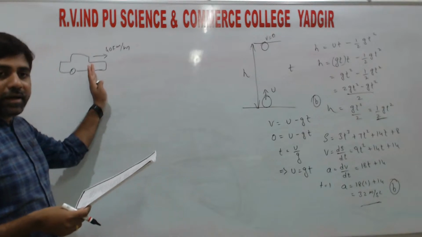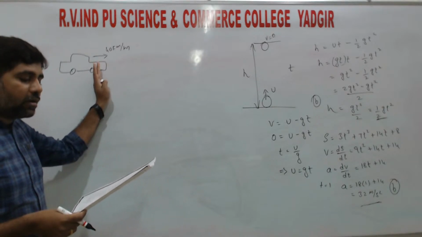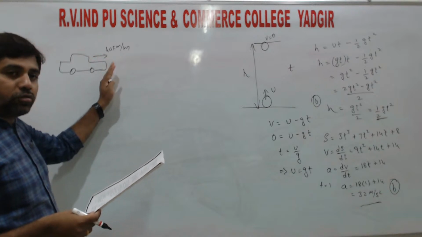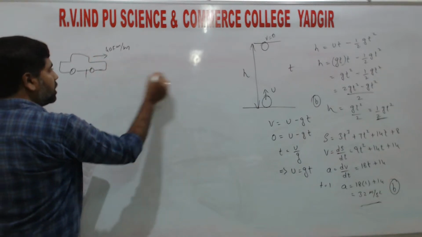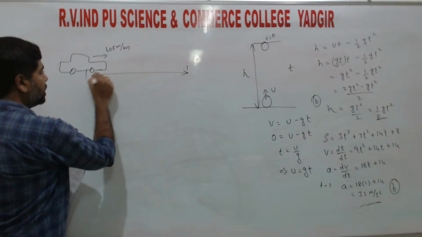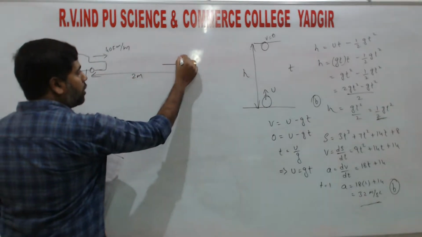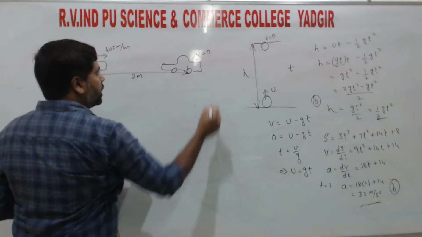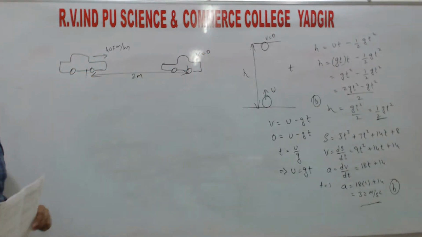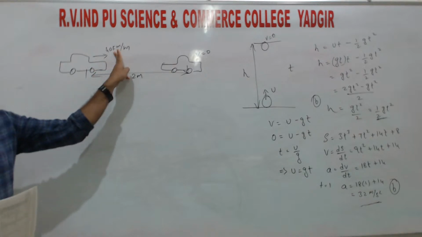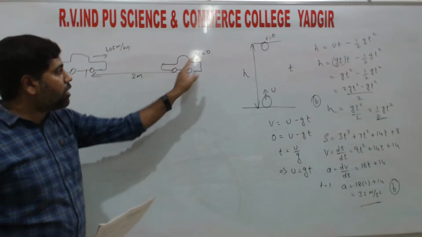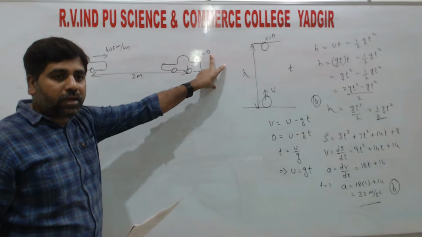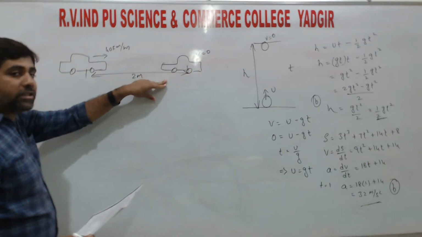So to the moving car, they are applying the brake. So it takes 2 meters to stop the car. That means it covers some distance, and that distance is 2 meters. So after reaching 2 meters, its velocity becomes 0, right? When the brake is applied, the speed of the car keeps decreasing, and after traveling 2 meters its velocity becomes 0. So this one is the first case, right?